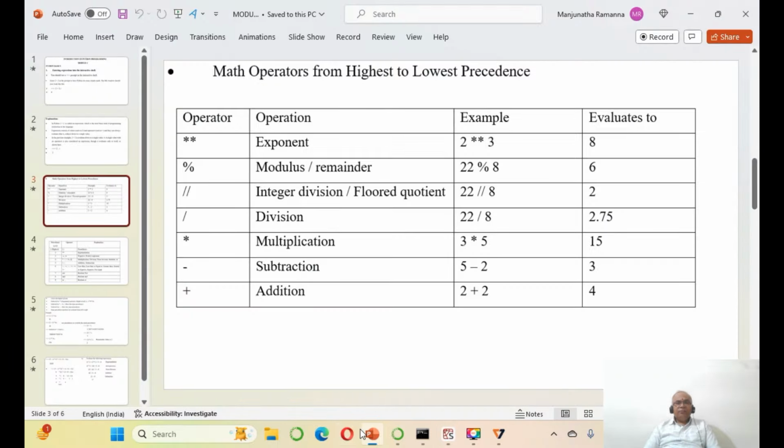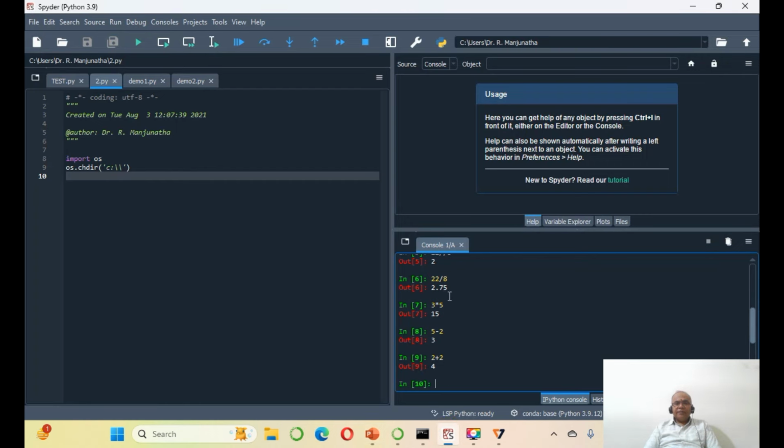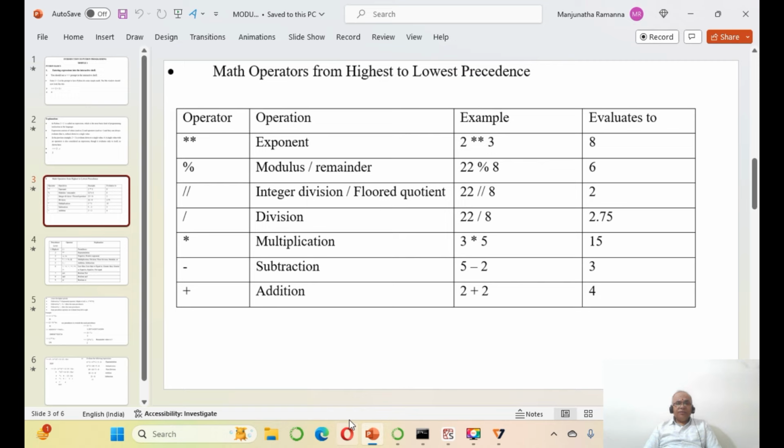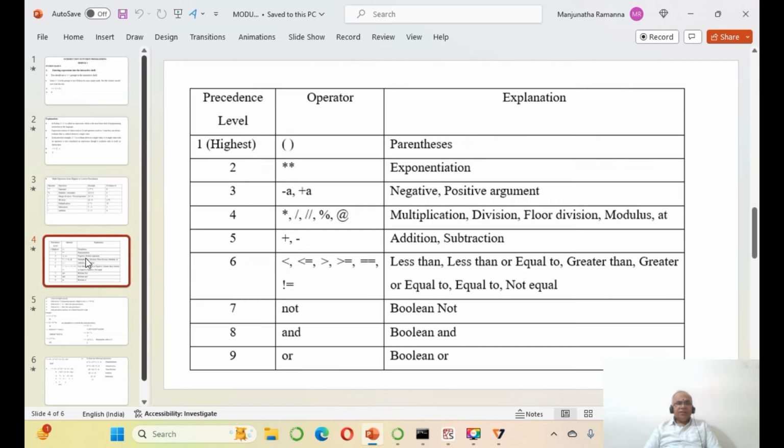So this is how you will be able to evaluate these expressions. All these expressions are evaluated to a single value. So that is what we are doing here. 22 divided by 8 is an expression which evaluates to a single value, 2.75. 3 star 5 again evaluates to a single value, 15. 5 minus 2 evaluates to a single value, 3. 2 plus 2 is evaluated to a single value, which is equal to 4. So this is how you will be able to get the value of the expression.